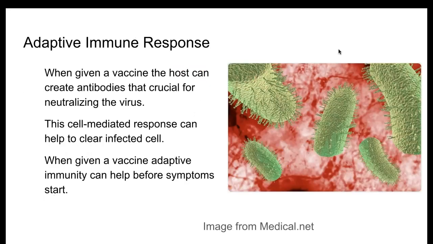And I was thinking, it can evolve and adapt, but for your own adaptive immune response, the hosts die. So it's not like you're spreading it and it's adapting all the time. The host dies. So the only real thing is that when you're given a vaccine, the host can create antibodies that are crucial for neutralizing the virus. It can help clear infected cells, and you have to give it early enough and give that actual vaccine instead of just having your own immune system take care of it. You have to get the vaccine in within 72 hours.